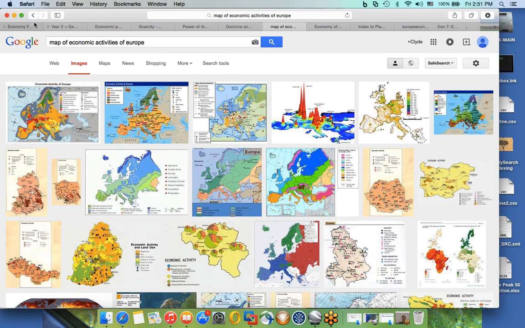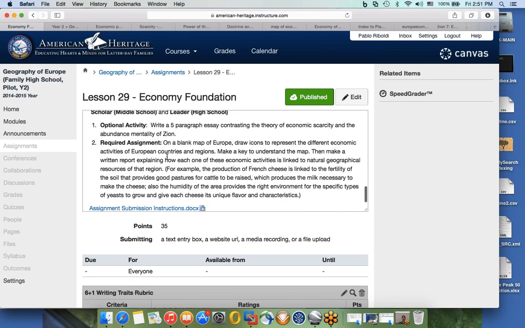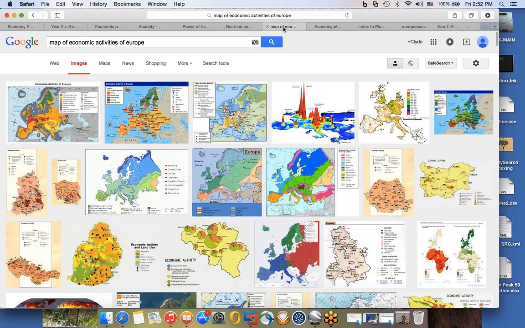Let me go back here to the assignment. It says, on a blank map of Europe, draw icons to represent the different economic activities of European countries and regions. You can color things and make a key to understand the map. Then make a written report explaining how each of these economic activities is linked to the natural geographical resources of that region. I give an example here of what I mean by that. All right, you can read that.